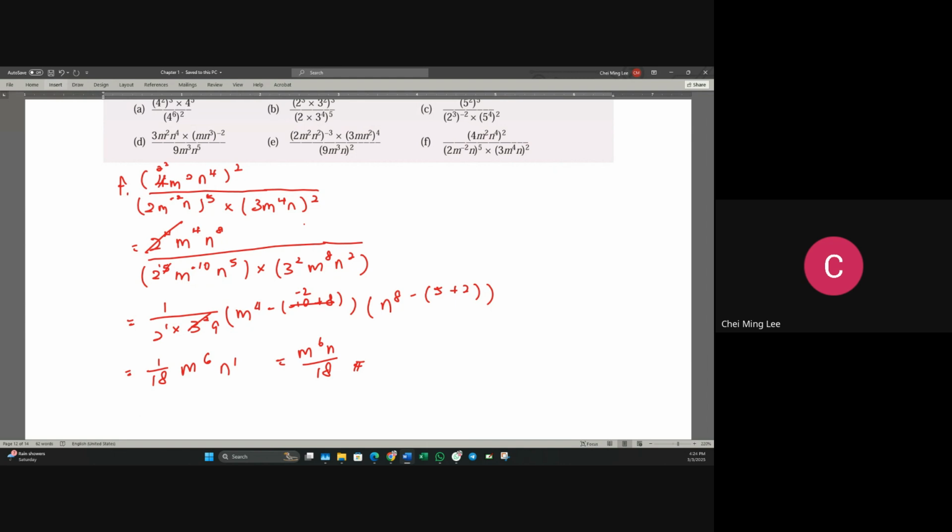The last one, how do you change it to the bottom? Where you got the flip? The m^-6 and n^1, when we multiply, this thing can be put on the side. So 1 times m^6 n^1 becomes m^6 n^1.